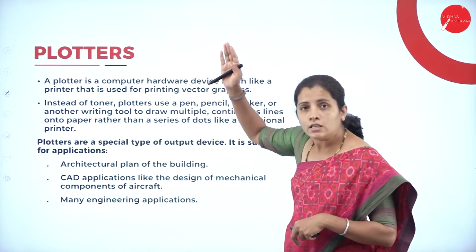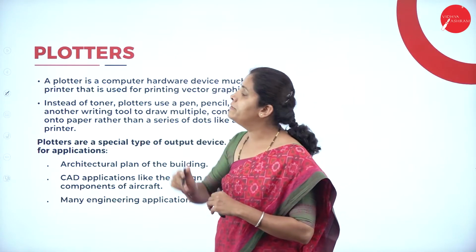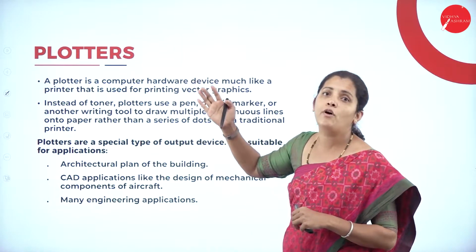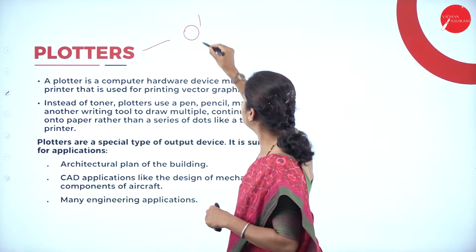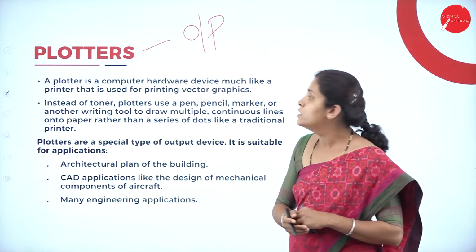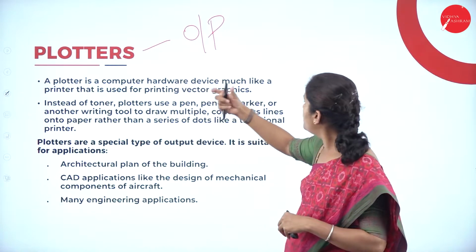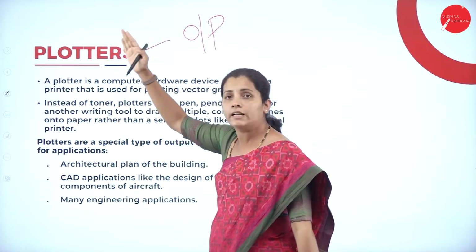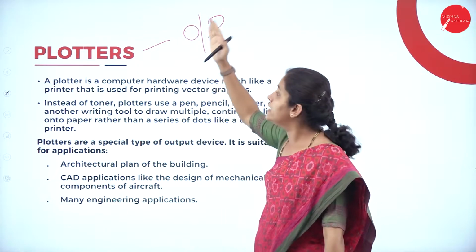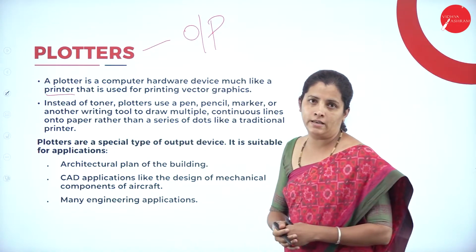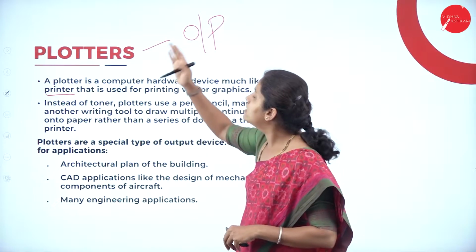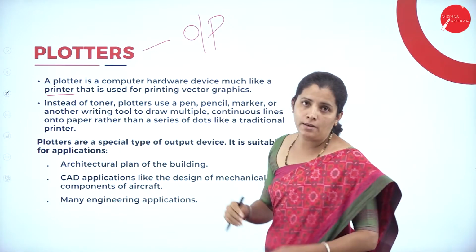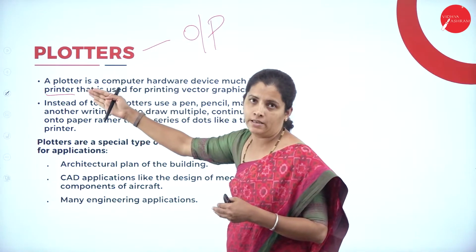Moving forward, in today's session, I'm going to deal with plotters. So here the plotter is also an example of an output device. A plotter is a computer hardware device like a printer. Dear students, I repeat that a plotter is an output device and the working procedure is the same as a printer.